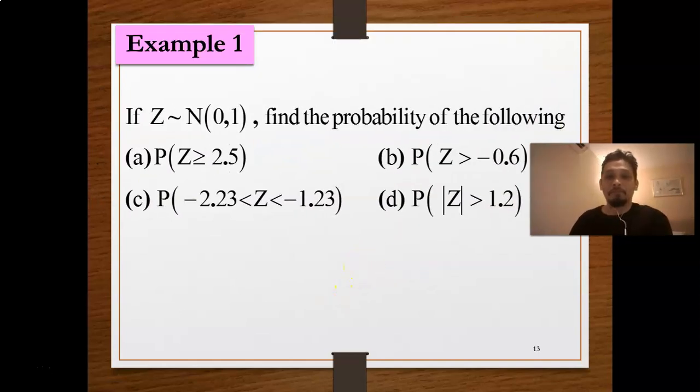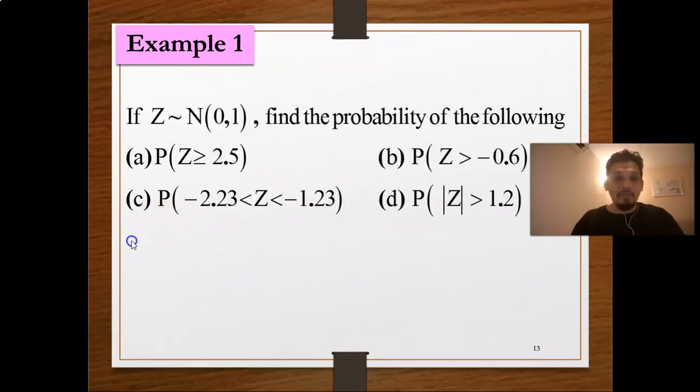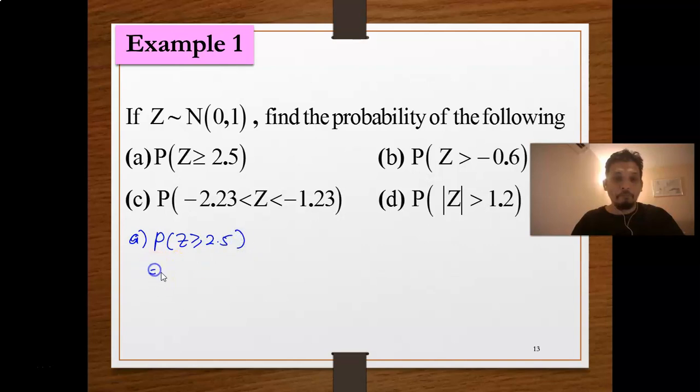Example 1. If Z is normally distributed with 0 mean and variance 1, find the probability of the following. The first one, the probability of Z greater than or equal to 2.5. Whether it is greater than or greater than or equal, never mind. This is still the same because this is for continuous distributions. So how are we going to find answers using this book?